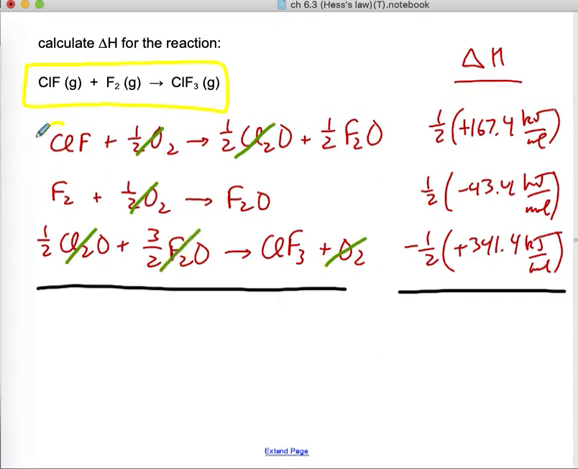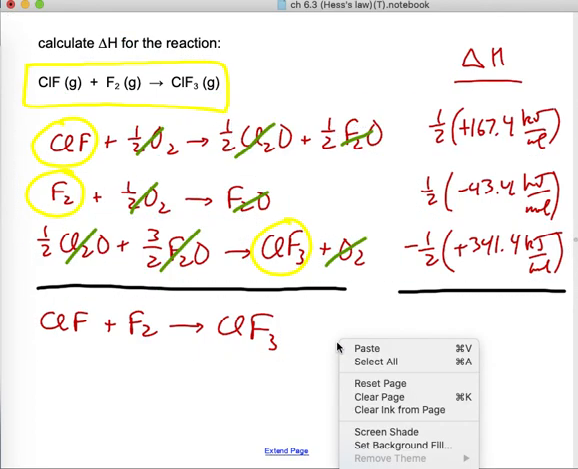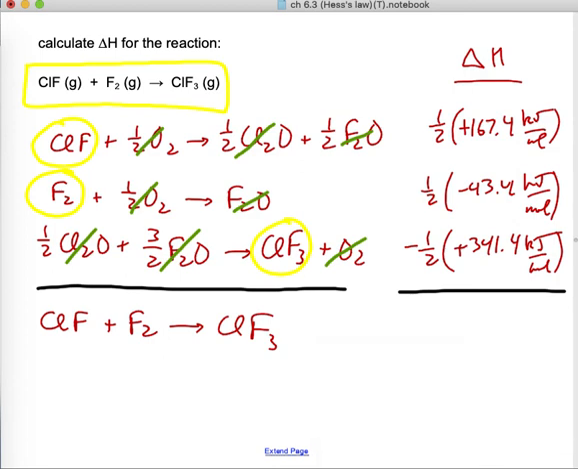So I'm left with 1 mole of chlorine monofluoride and 1 mole of fluorine on the reactant side, and I forgot to cancel. Sorry, these cancel too, and 1 mole of chlorine trifluoride on the product side. So my reaction is ClF plus F2 forms ClF3. And to calculate the enthalpy change, I simply perform the calculation in the right-hand column, and I get the enthalpy change is negative 108.7 kilojoules per mole, which illustrates the power of Hess's law.